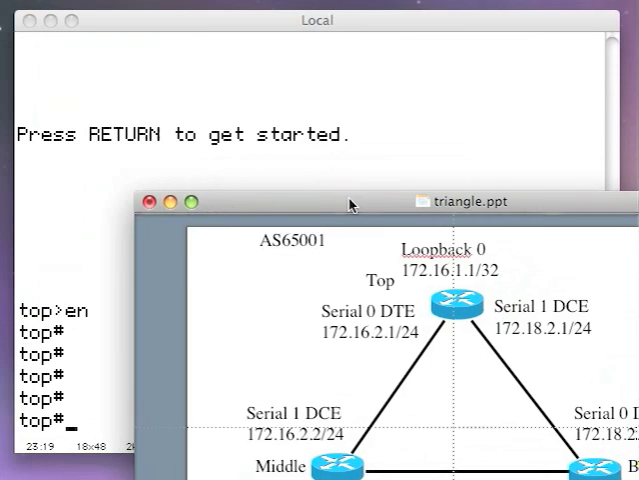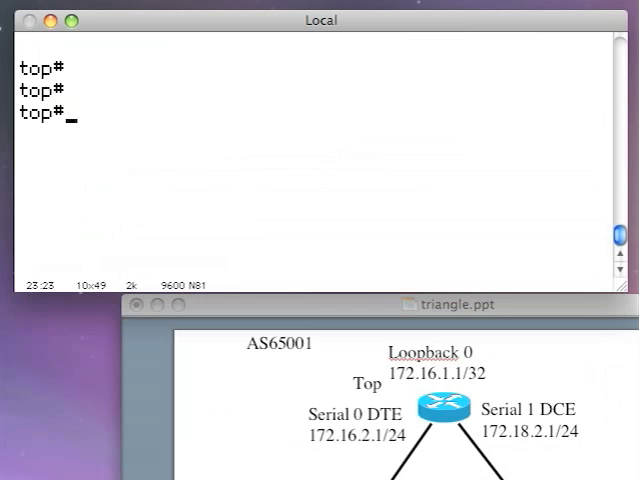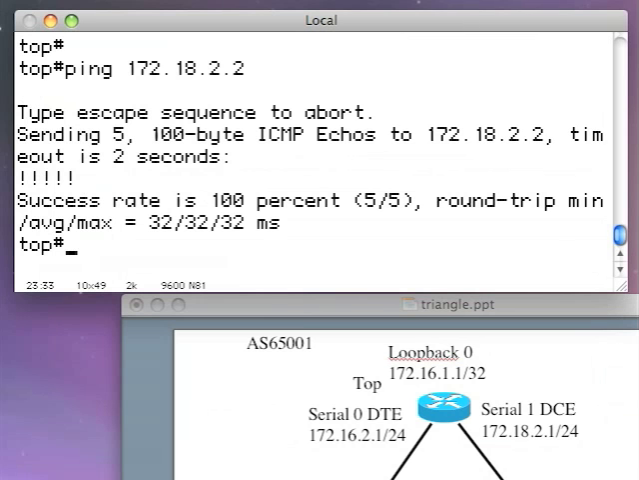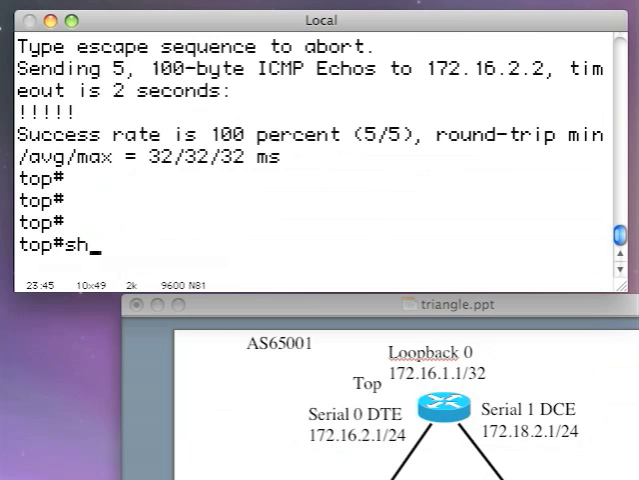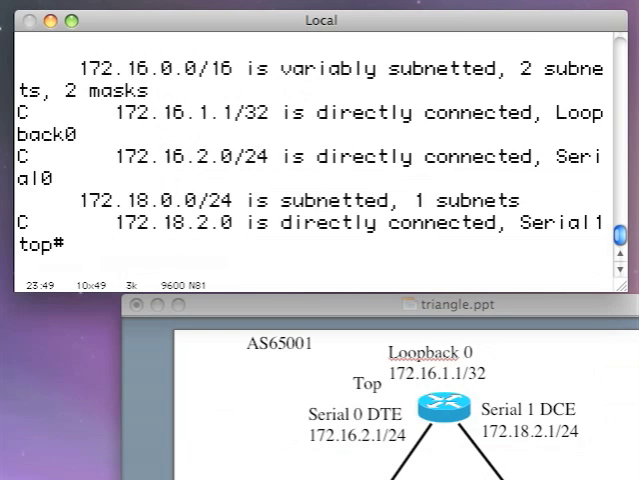Here we are in the top router. So I've configured my IP addresses. Let's double check that we can ping the directly attached interfaces. So I can ping the directly attached interfaces on the other routers. Show IP route. I don't have any routing protocols configured at this point. The only routes I have are my directly connected routes.